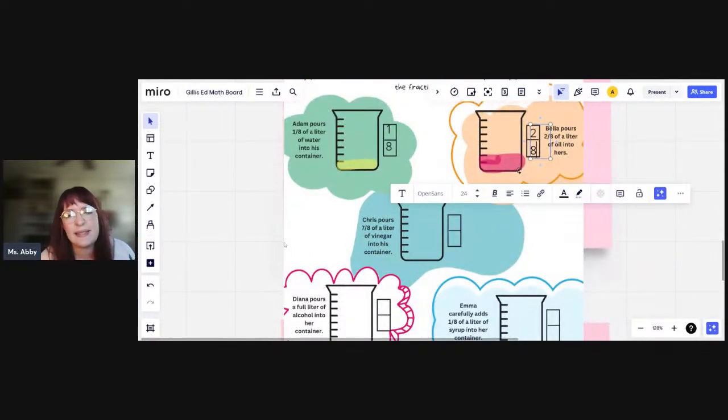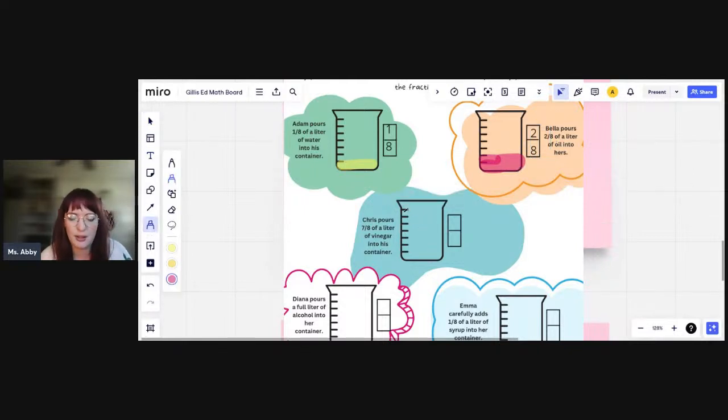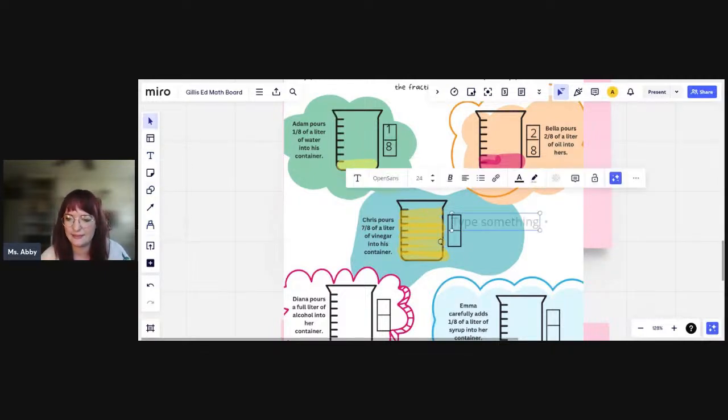For the third one, it says Chris pours 7/8 of a liter of vinegar into his container. So again, we are going to take our marker or whatever utensil you would like to use, and color in up to the 7th line. So 1, 2, 3, 4, 5, 6, and then 7. And that represents 7/8.